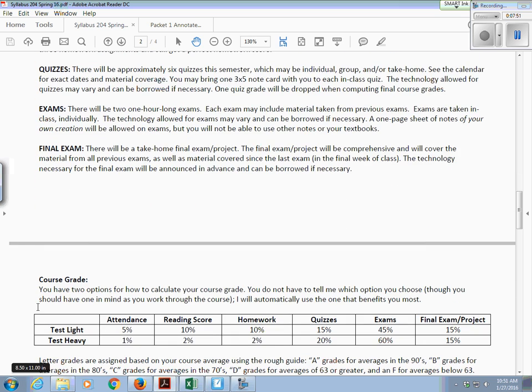Your quizzes are take-home quizzes this semester. They're all going to be take-home quizzes. There are 6 of them. The dates are all on the calendar.